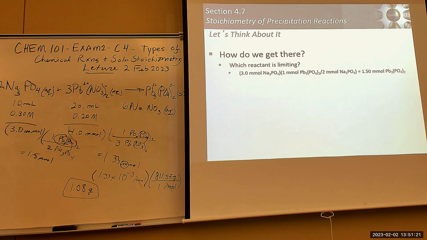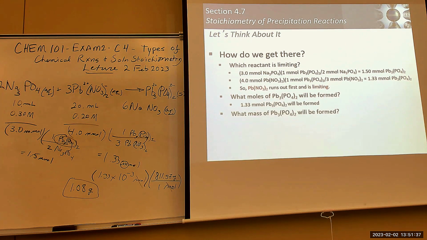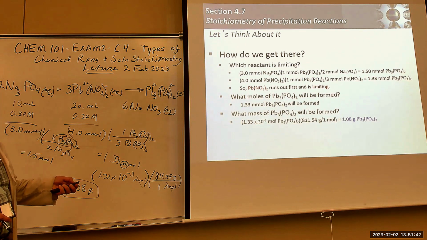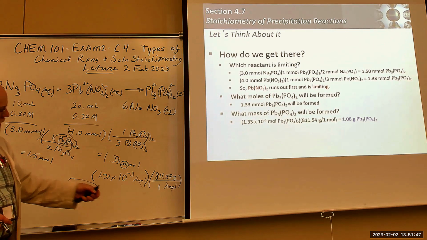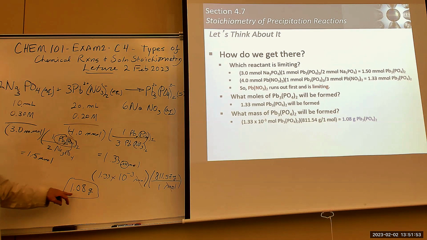Then we find the limiting reactant. We find 1.5 for this one, and we find 1.33 for that one. So we convert it. Here's where I added that millimole equivalent right there. And there's the molar mass. So I was off a little bit here, 0.57, but rounding to three places is 1.08 grams of the precipitate product.